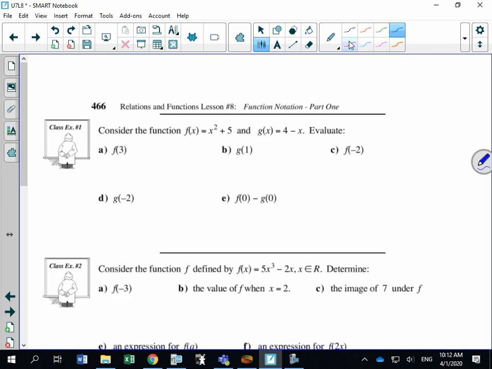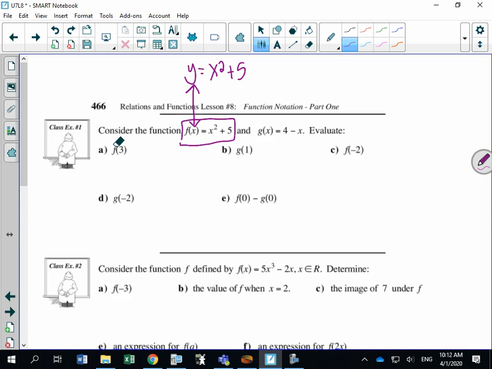So again, it is written in function notation. If you need to, rewrite this for a second, and f of x is just a fancy way of writing y. y is equal to x squared plus 5. That is my equation written in equation notation, right? Function notation is just taking out that y value and putting in f of x. It tells the reader that you are dealing with a function.